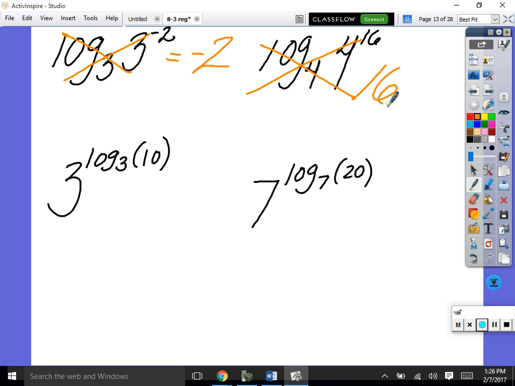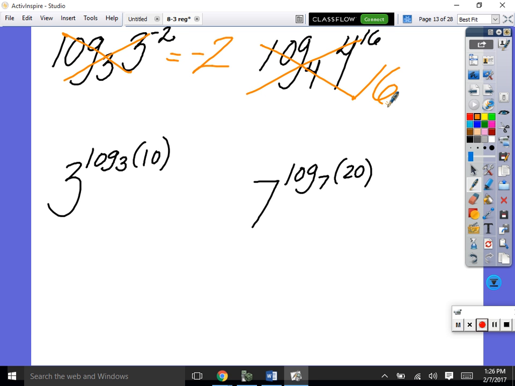So now that we're all on the same page, do we need to go over this again? Look, log base 3 and base 3 cancel out. So we get -2. So it's just simplifying. Does that make sense? Right here, log base 4 and base 4 cancel out. So 16 is just my answer.